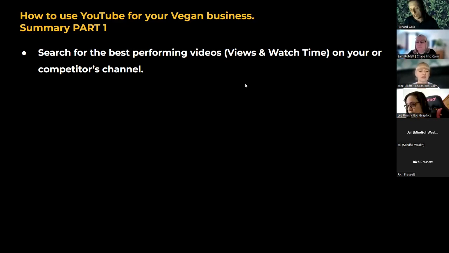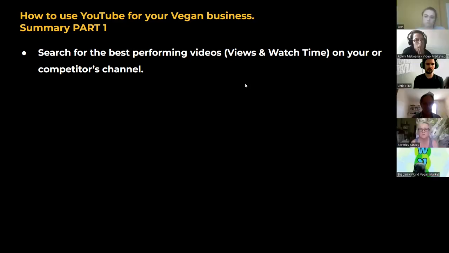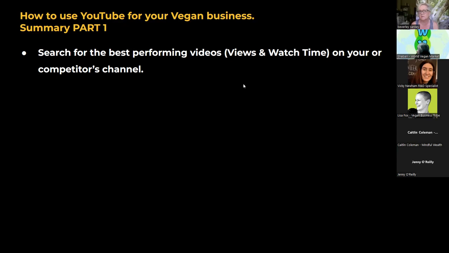How we search for the videos. We search on our channel. How we search for the best performing videos. We search on our channel, or if we don't have our channel, we search on the competitors, based on the views and the watch time. Not only on the views, but also based on the watch time.